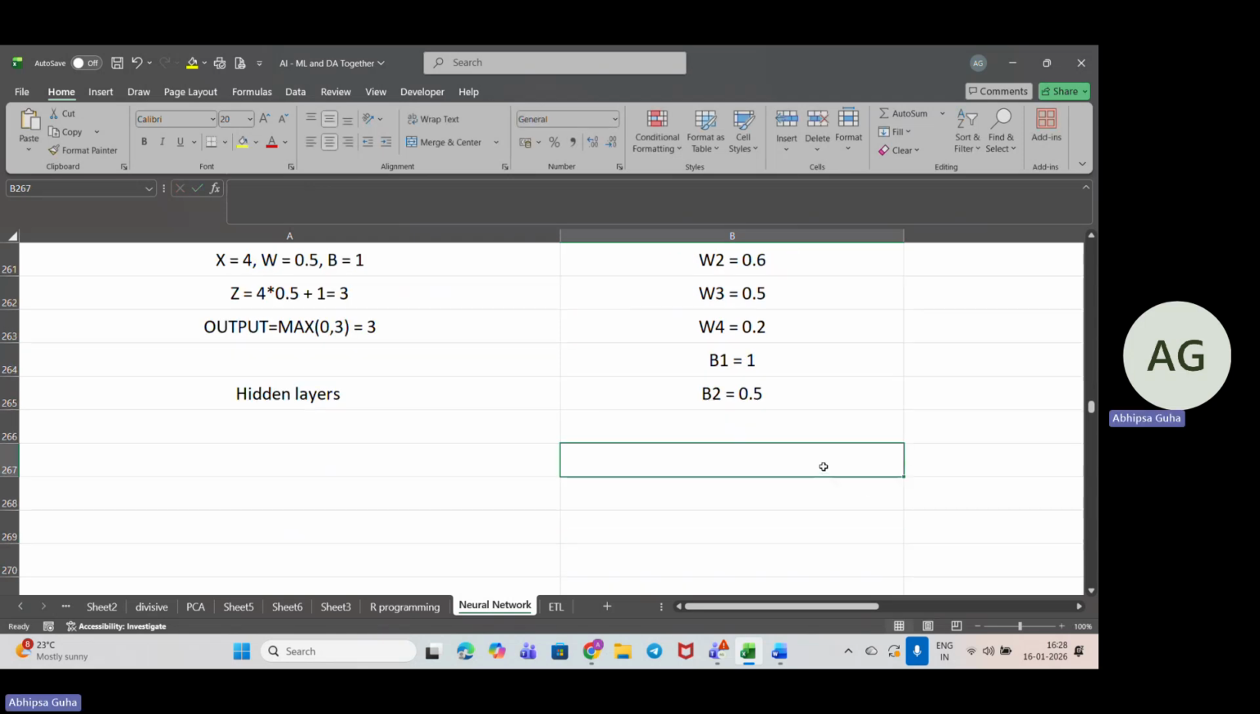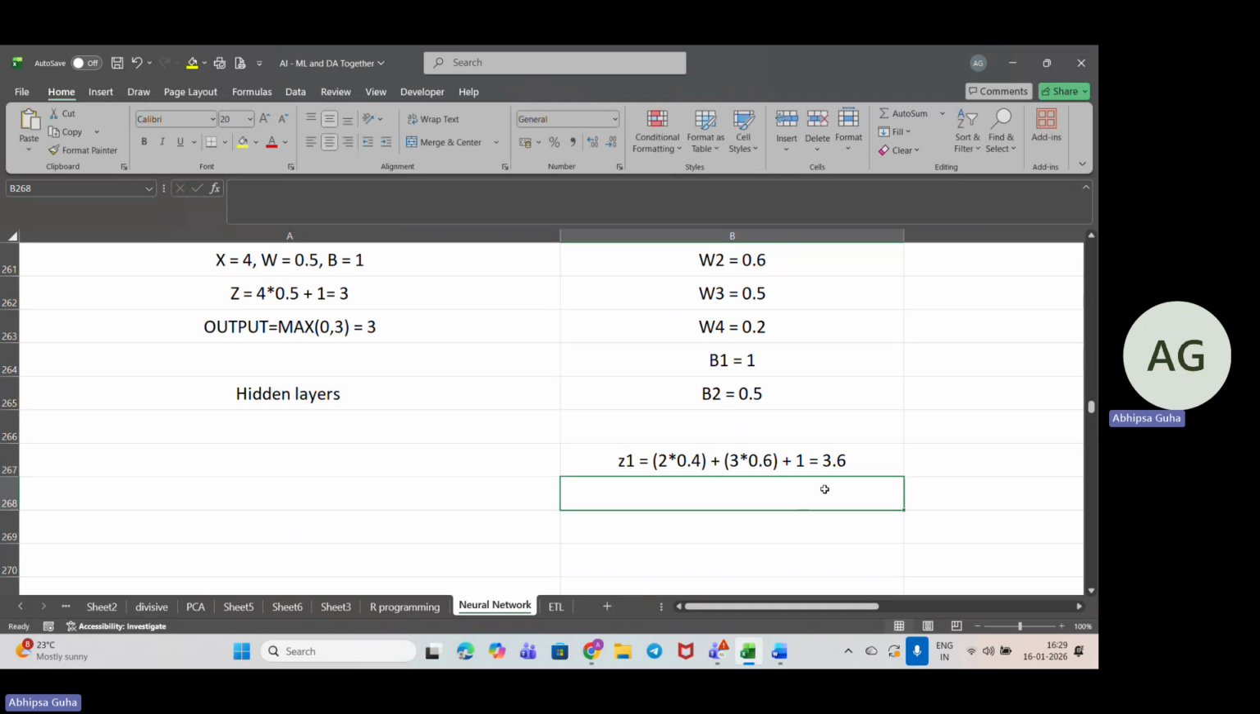Now basically what we are doing here for the hidden neuron, we are taking Z1, that is coming as 2 into 0.4 plus we are doing 3 into 0.6 plus 1, right? So I am getting the values here 0.8 plus 1.8 plus 1, that is 3.6. Okay.